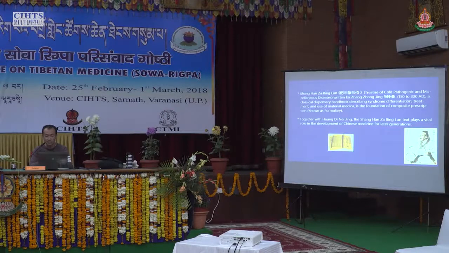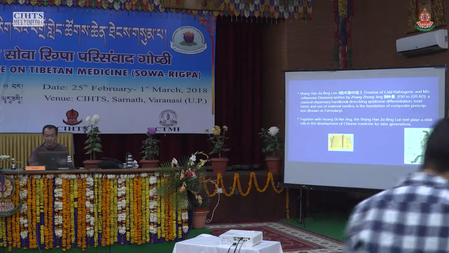So there's this text called Shang Han Za Bing Lun, the treatise of the cold-pathogenic and miscellaneous diseases, written by Zhang Zhongjing in 150 to 220 AD. This is a very classical dispensary handbook. It describes the symptoms, differentiation, treatment, and the use of medicine. They also have formulas. So this text, actually, we are also using it, and a lot of research is being done on it.